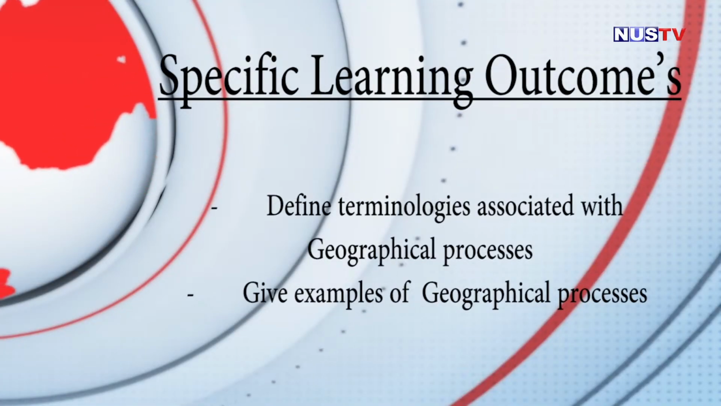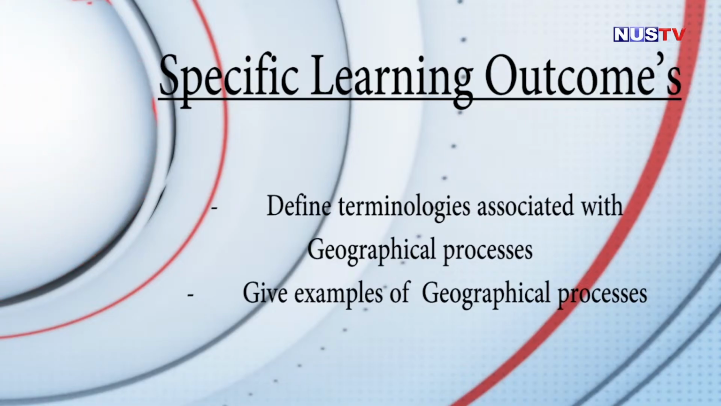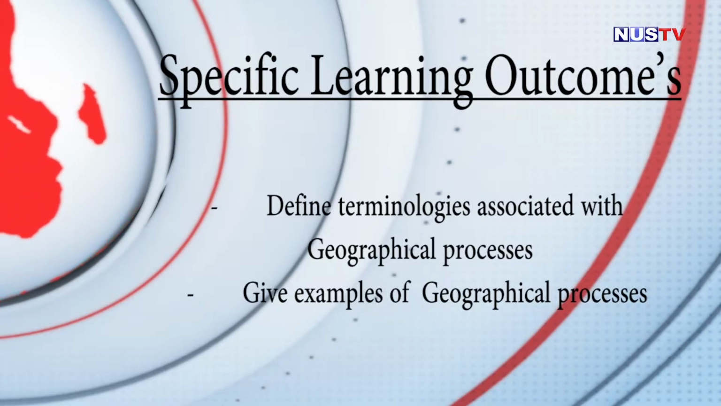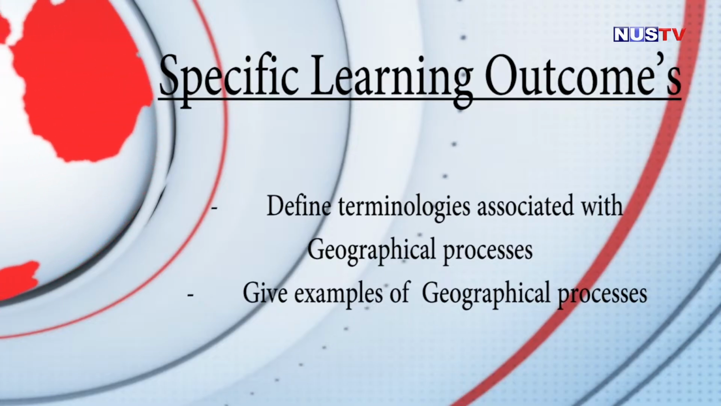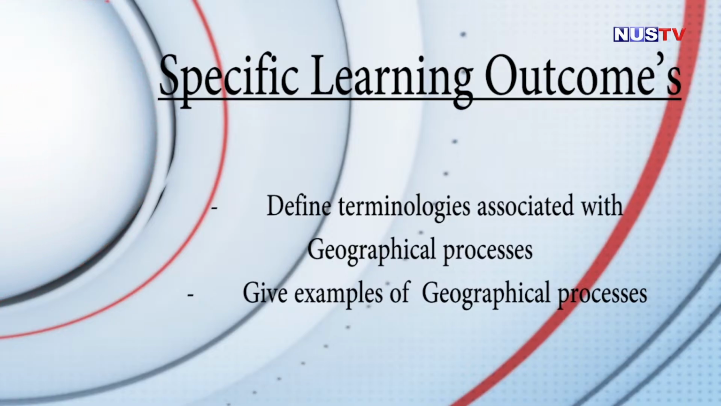Our lesson for today is based on our Year 12 Geography curriculum. And so let's have a look at our learning outcomes. 1. Define the terminologies associated with geographical processes. So this is our process that we're going to look at today, geographical processes. And also, 2. Give examples of this geographical process.